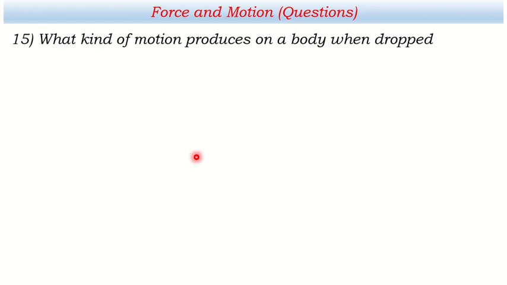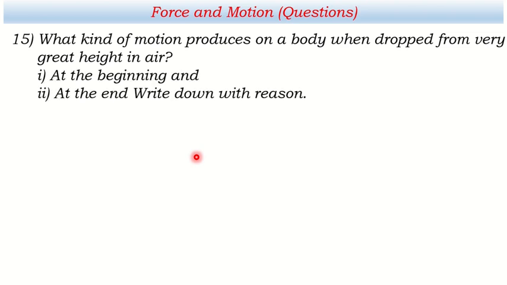Now next, what kind of motion is produced on a body when dropped from a very great height in air? At the beginning, and at the end. Write down with reason. You have to give reason also. At first, what type of motion does it have? It is certainly different from the motion produced in it at the end when it is about to hit the ground. In these two cases you have to highlight, and you have to give reason also.